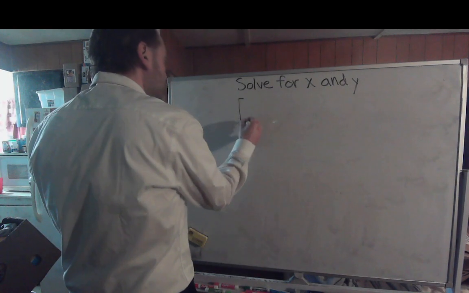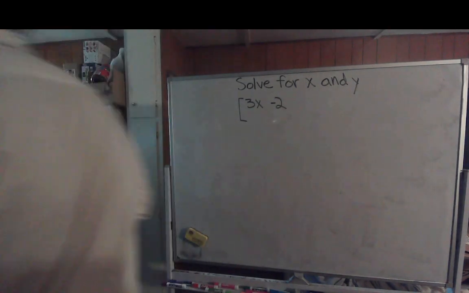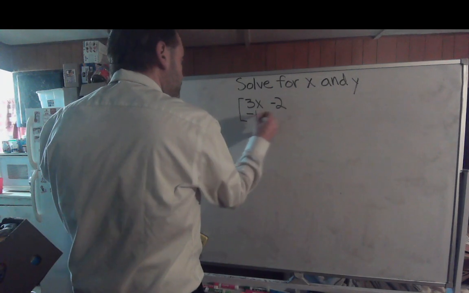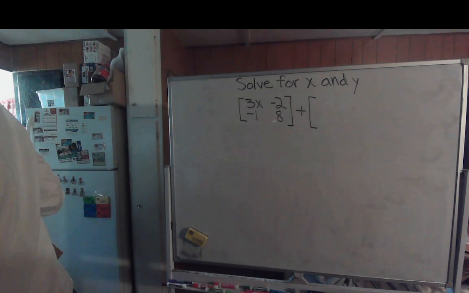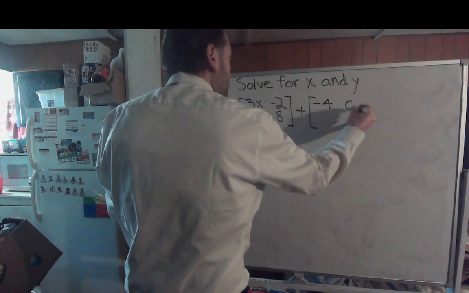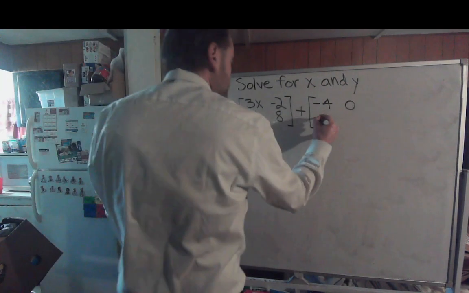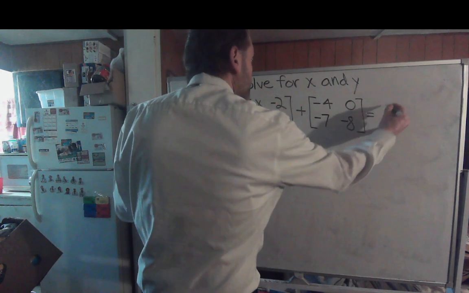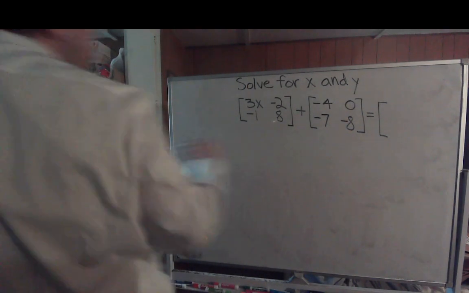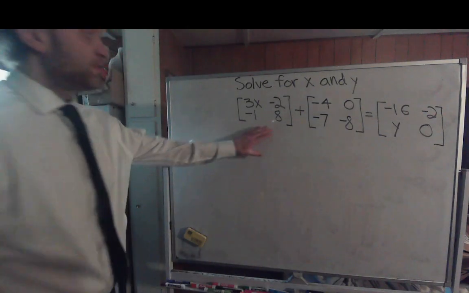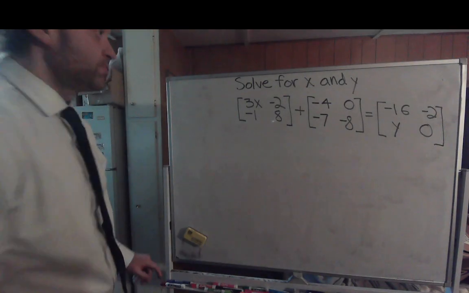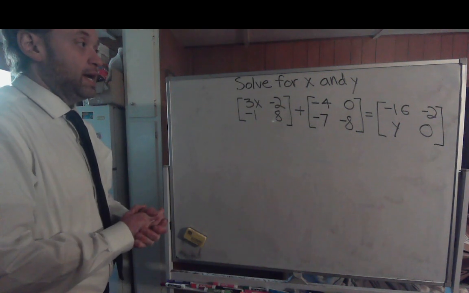Now what if I had the matrix 3x, negative 2, negative 1, and 8, but that's not all. We're going to add another matrix to that, plus the matrix negative 4, 0, negative 7, negative 8, all equal to the matrix of negative 16, negative 2, y, and 0. So the idea of these matrices here is that the sum of the first 2 matrices equals the matrix on the right. So we need to figure these out in such a way that we get a true statement.